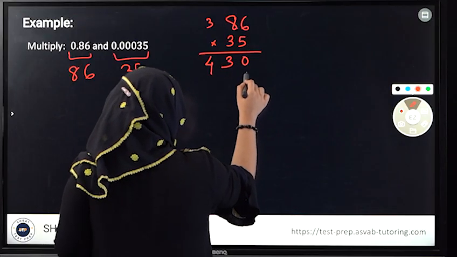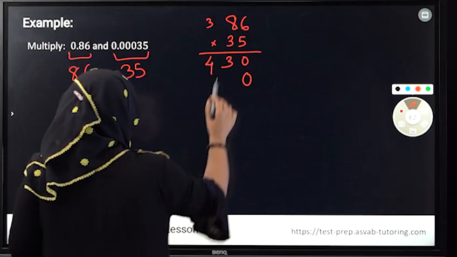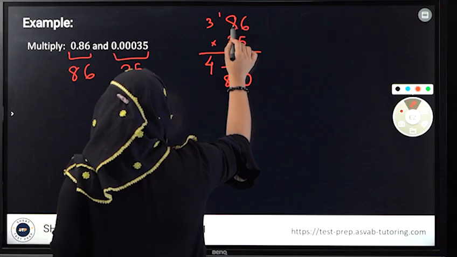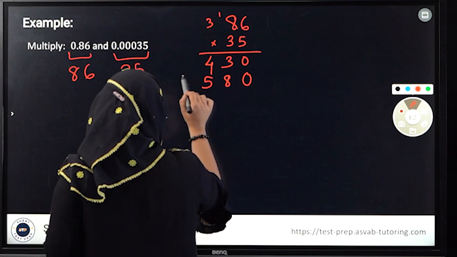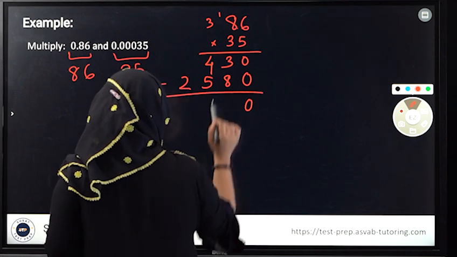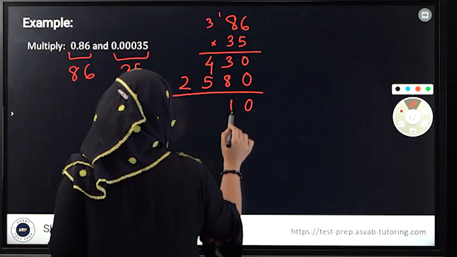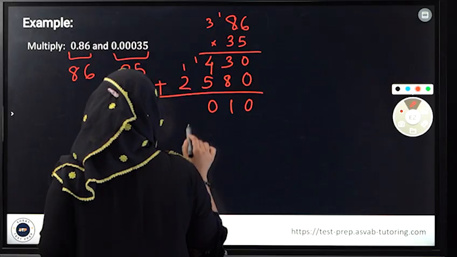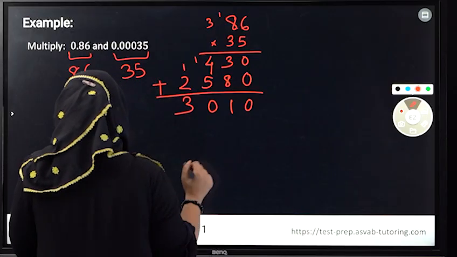In the case of a cross, let me just put a 0 now. Now, 6 times 3 is 18, carry the 1. 3 8s are 24, plus 1 is 25. Let's add them. So that gives me a 0. This gives me an 8, 9, 10, 11, carry the 1. 5 and 5 is 10, carry the 1. 2 and 1 is 3. 3, 0, 1, 0. All right.